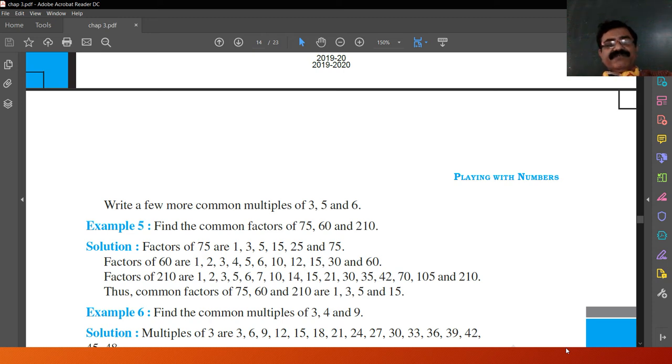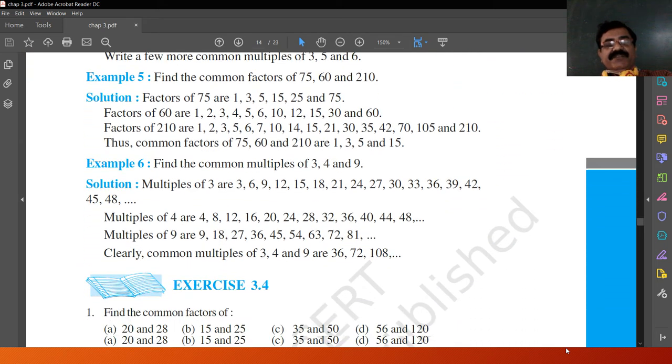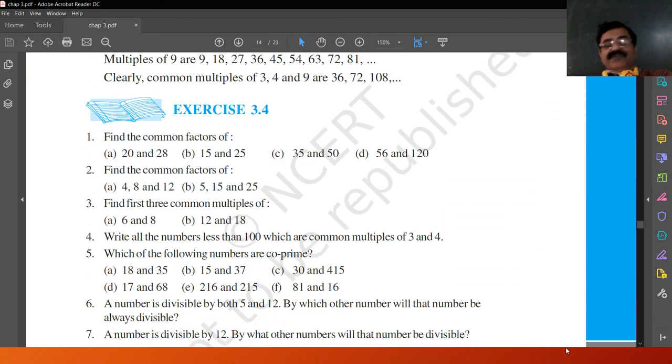First of all, find the factors and write all the common factors. The common factors of the given numbers 75, 60 and 210 will be 1, 3, 5 and 15. In the same way, you can find the common factors of the given numbers, and very easily you can solve exercise 3.4.